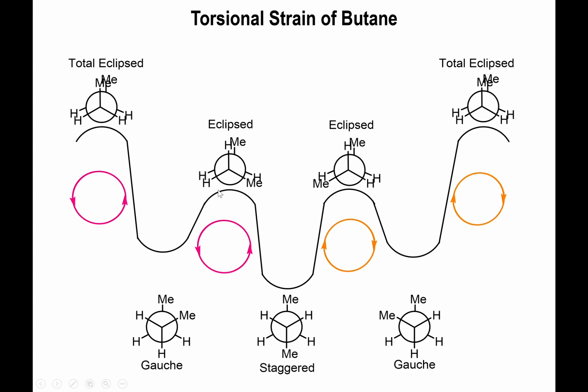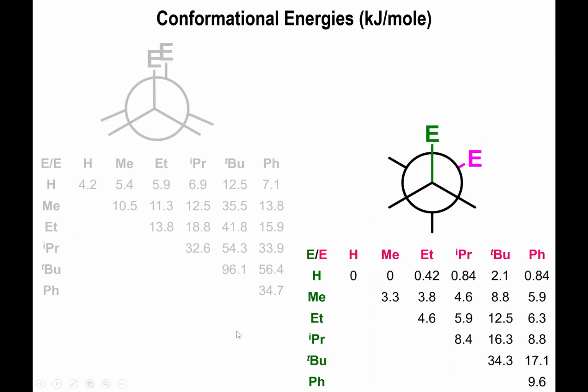And this is depicted by the diagram as shown here, right? The lowest energy is the staggered or anti conformation, followed by the regular eclipsed, followed by the total eclipsed. So in essence, anytime you have an eclipsed conformation, you're always going to be higher in energy than any of the staggered or gauche conformations that you have. All right, so now in order to determine what the energies are, we can consult the tables right here. And let's start with the gauche conformations.